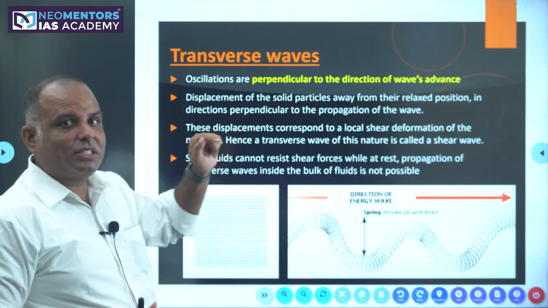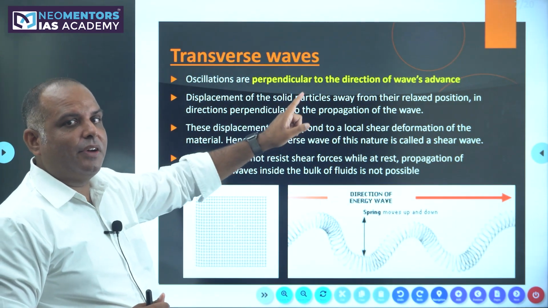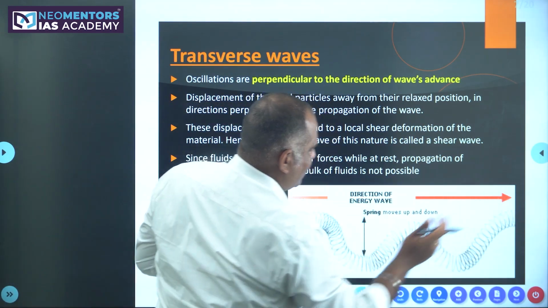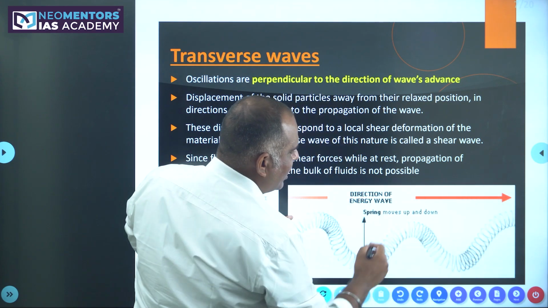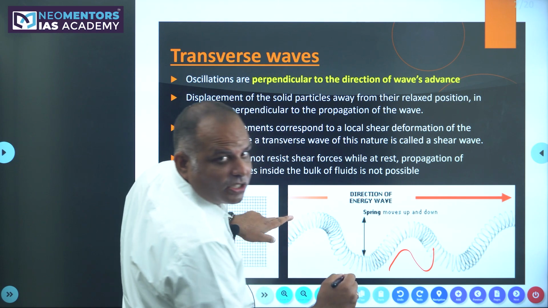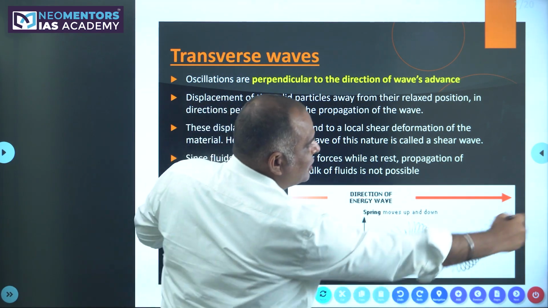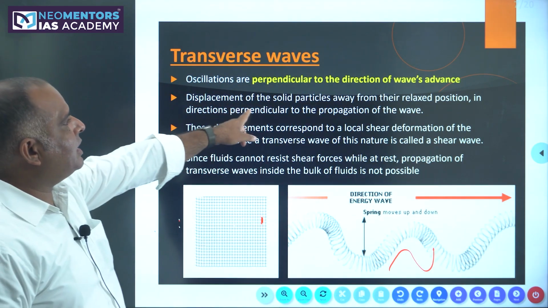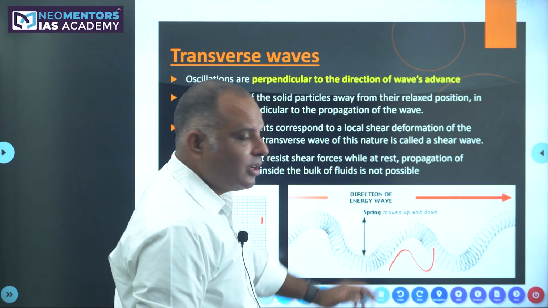What are transverse waves? Oscillations are perpendicular to the wave's advancing direction. Suppose the wave is moving in this direction. You see this here? The wave is moving in this direction. And what is the direction of the oscillation? See here? That means the particles are oscillating in a perpendicular direction to the direction of the propagation of the wave. So, displacement of the solid particles is in the perpendicular direction.